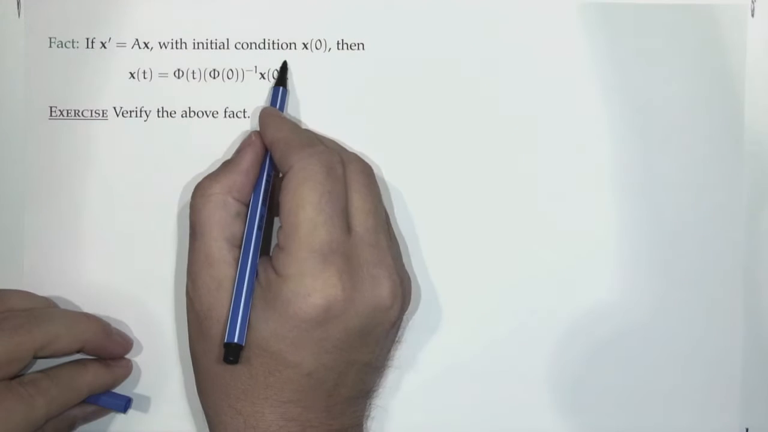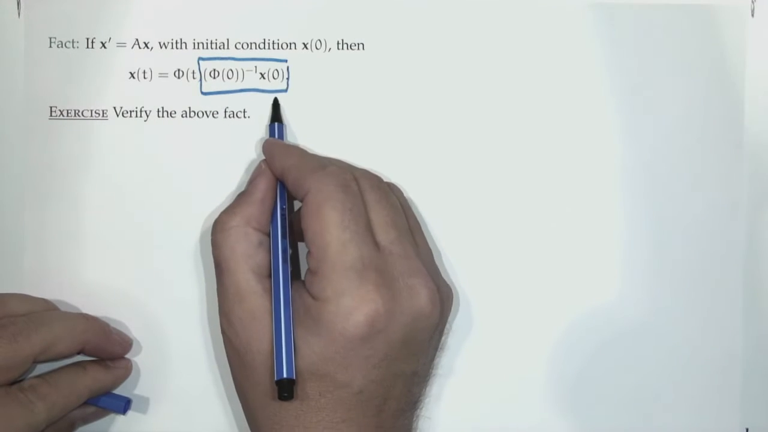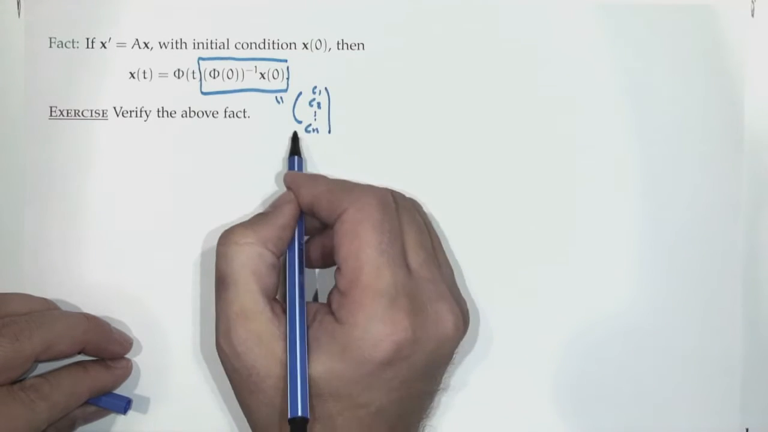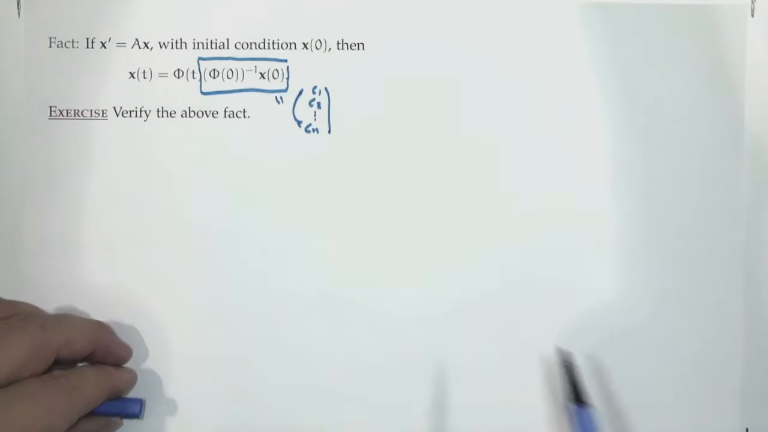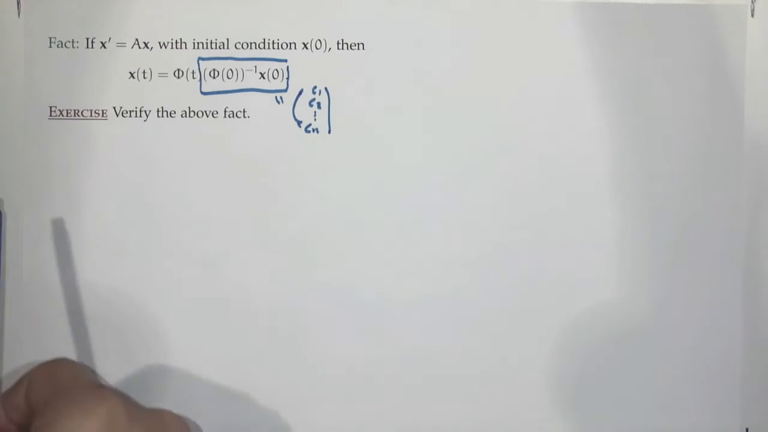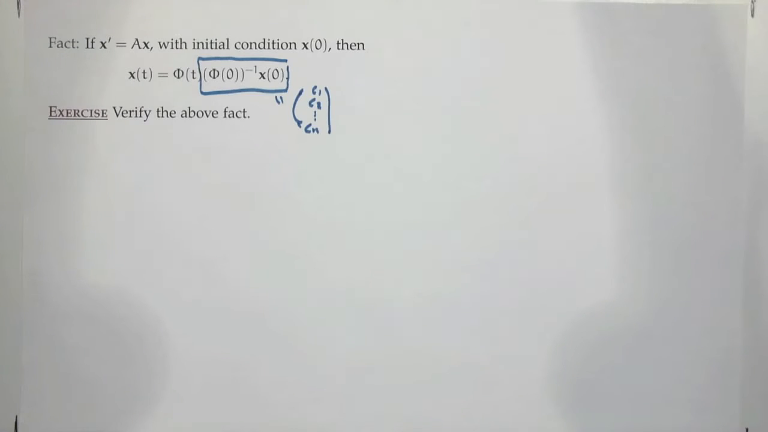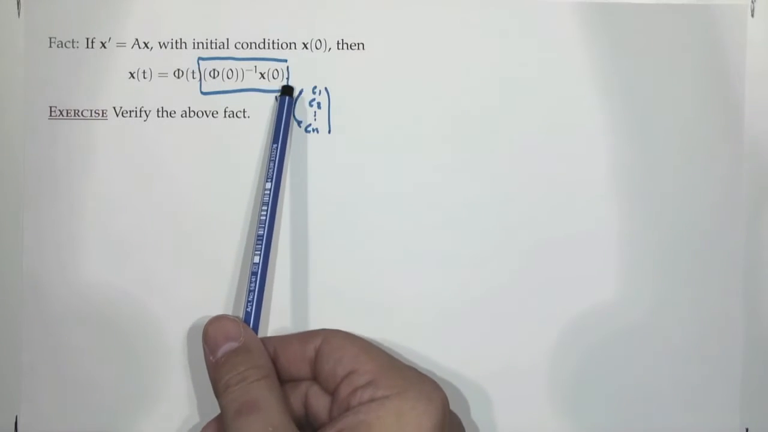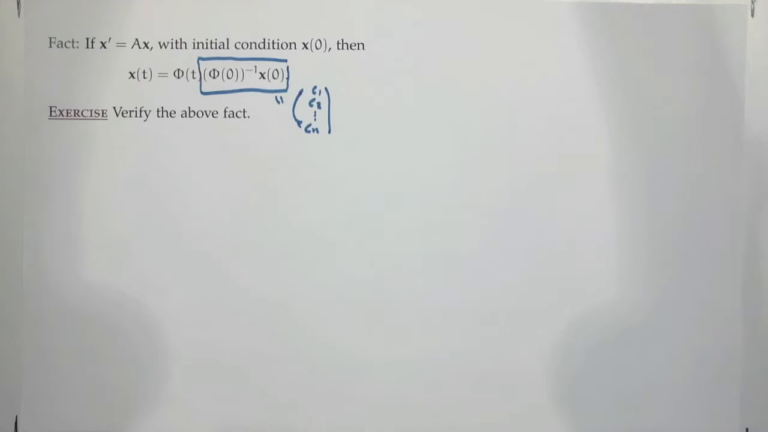So given what we just talked about, the real claim here is that this piece is what we were calling in the previous slide C1, C2 up to Cn. In other words, phi of 0 inverse x0 gives us just the right combination of coefficients. Okay, so there's an exercise. Verify the above fact. Well, what do we need to verify? The claim is that we have x prime equals Ax and initial condition x of 0, then this is the solution. What things do we need to verify?